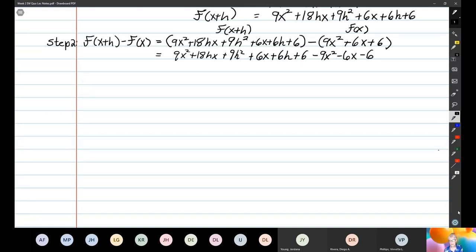And now that all the parentheses are gone, I can combine like terms. So I'll have a 9x squared minus 9x squared. Boom, boom. I'll have a 6x minus 6x. And a 6 minus 6. So what I'm left with is 18hx plus 9h squared plus 6h. And you've got to check carefully, are there any h terms hiding in here? And the answer appears to be no. Usually you'll just be left with h terms, but that's a usual.